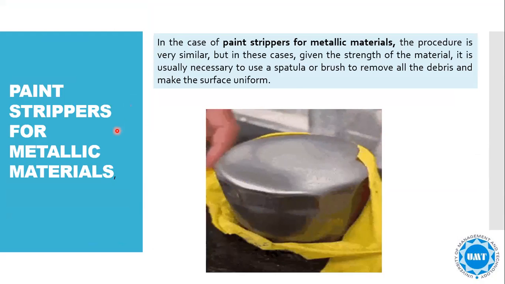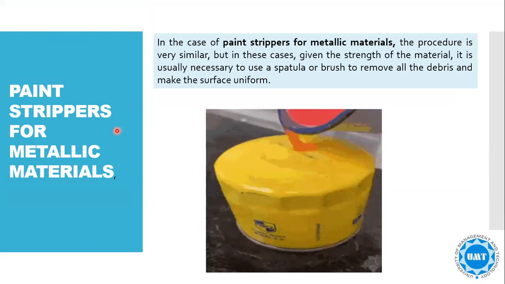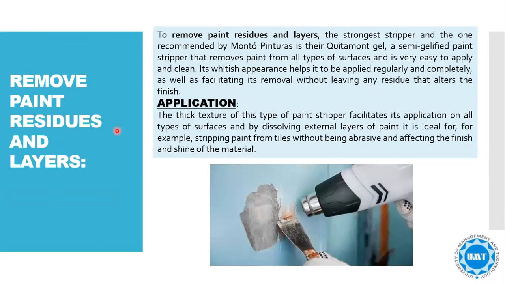but in this case, given the strength of the material, it is usually necessary to use a spatula or brush to remove the debris and make the surface uniform. So, to remove paint residue from the layers, one of the most recommended strippers is Quetumanchel, a semi-jellified paint stripper that removes paint from all types of surfaces and is very easy to apply and clean.